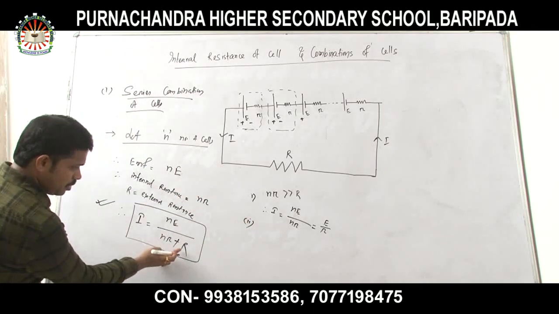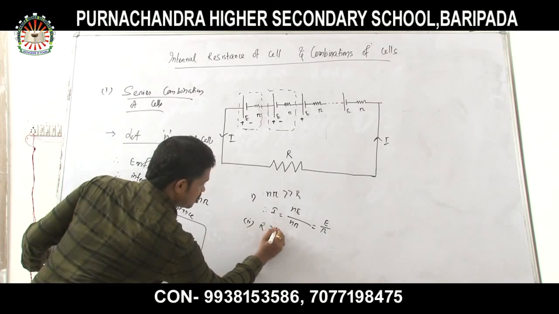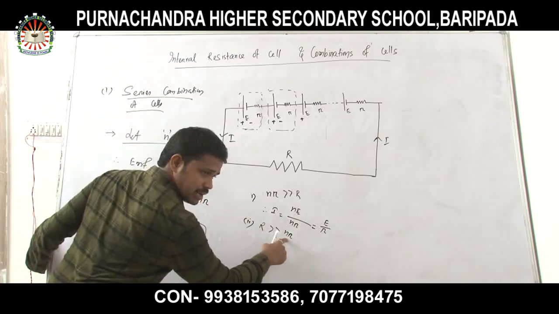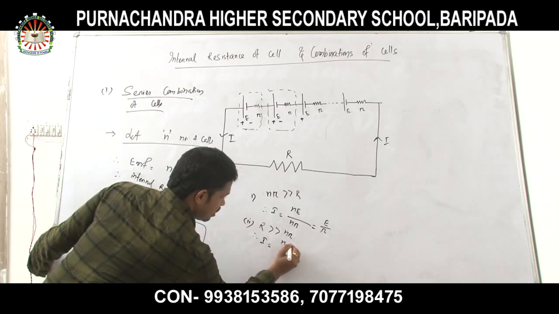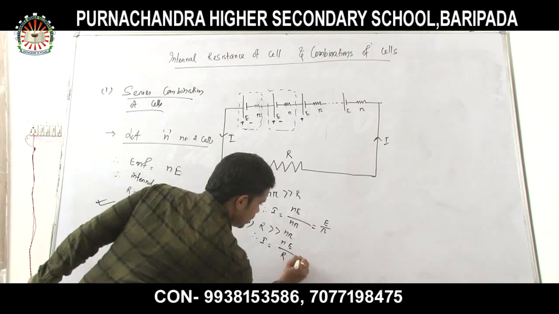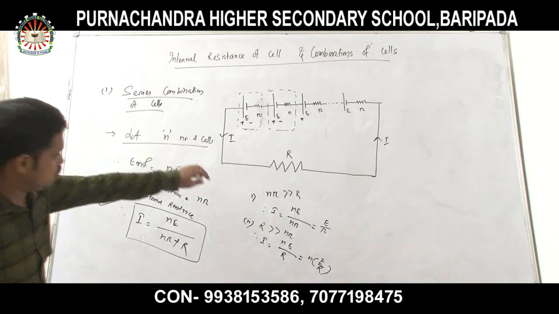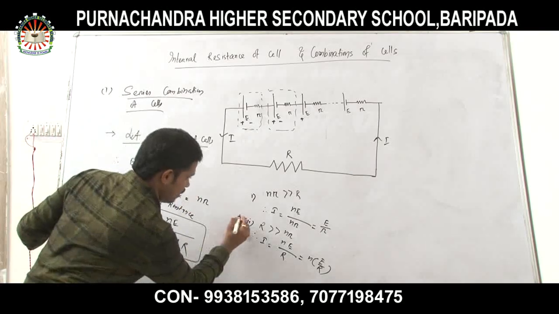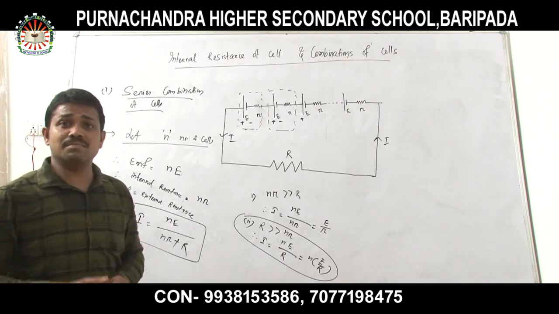Now case number 2. If the external resistance becomes much greater than the internal resistance, then the net internal resistance can be neglected. So in this case, what is the current? nE divided by R, so that implies n into E divided by R. Now look at these two expressions very carefully. In which case will we get the maximum current? In case number 2, we will get the maximum current flow.